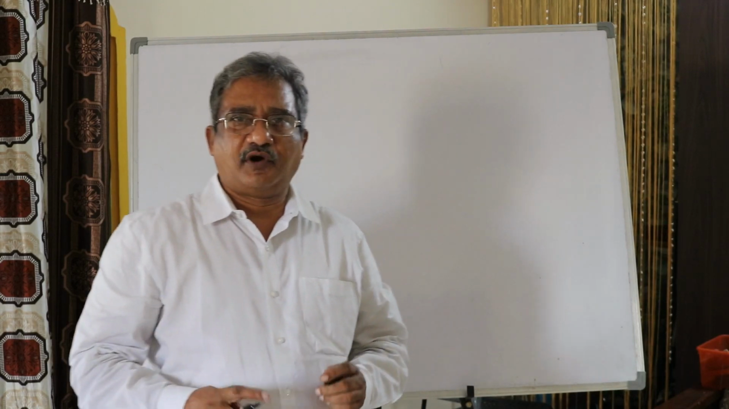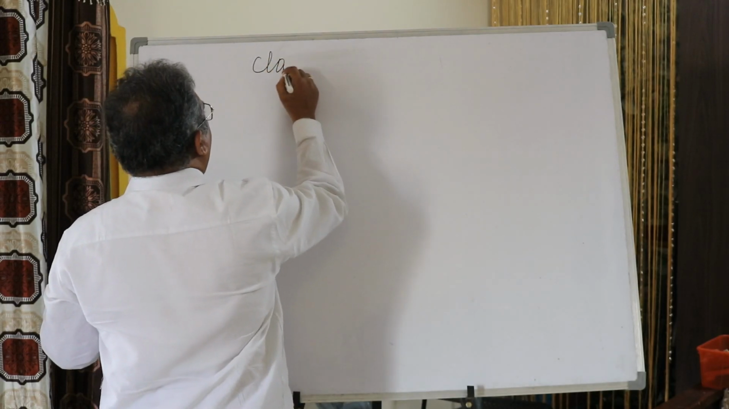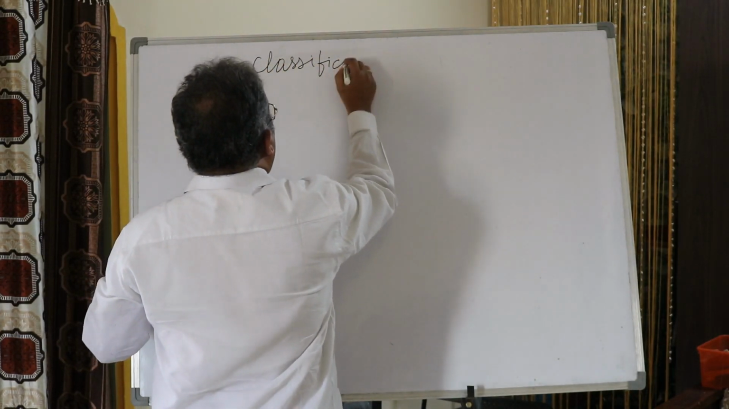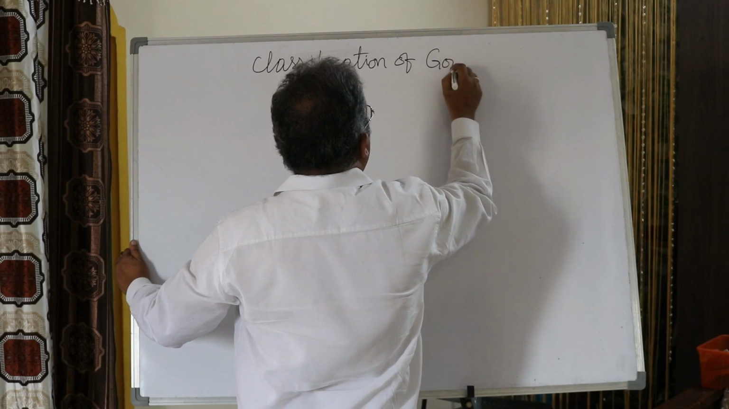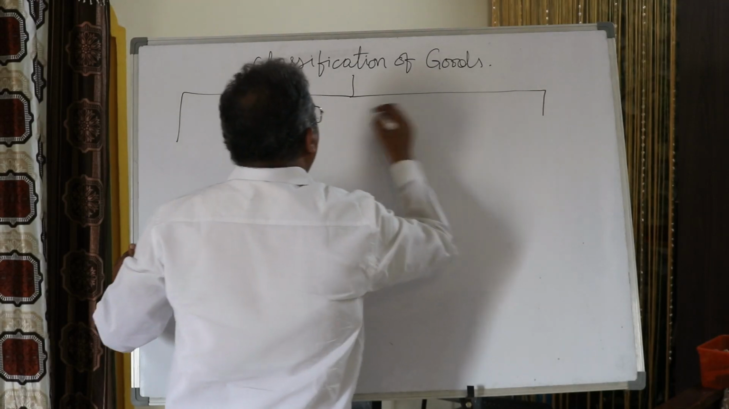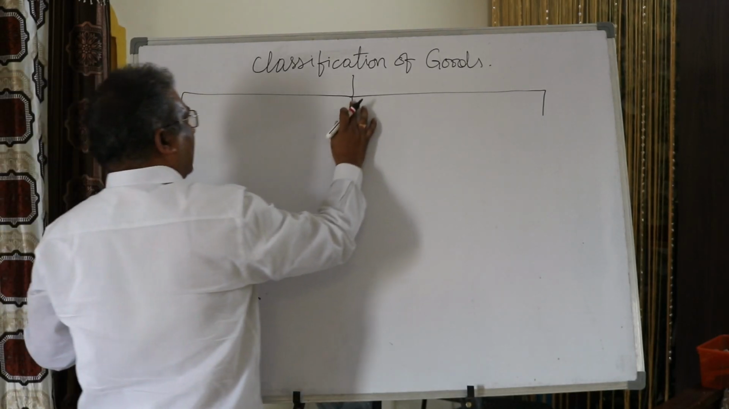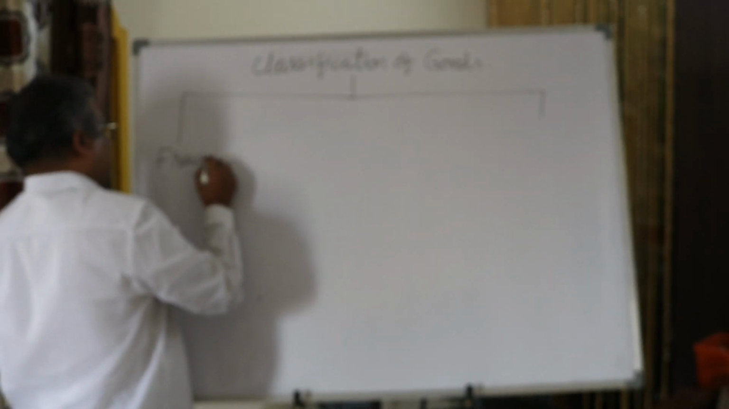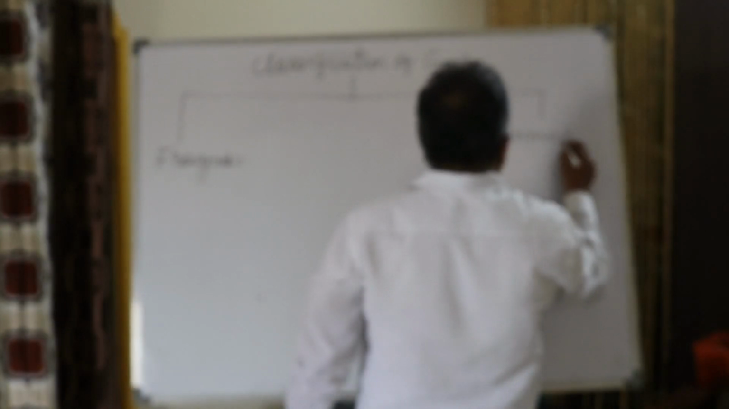Now, we are going to discuss the classification of goods. The goods are classified into two types basically. Those are free goods and economic goods.